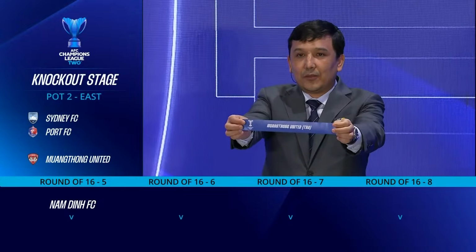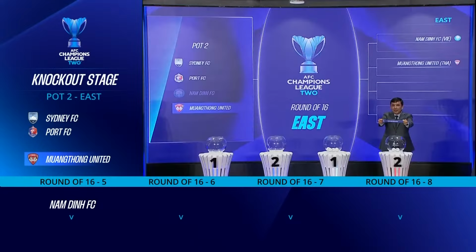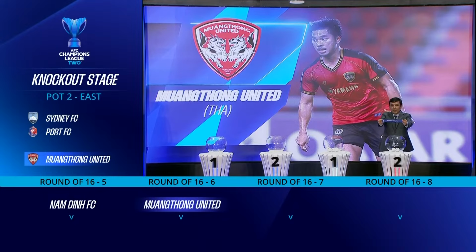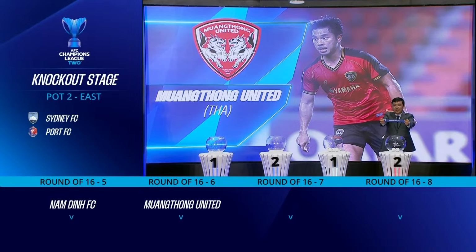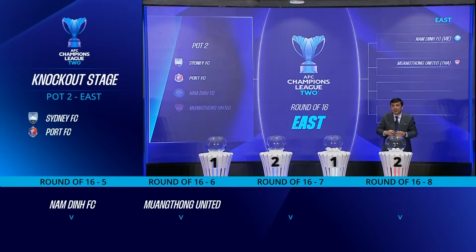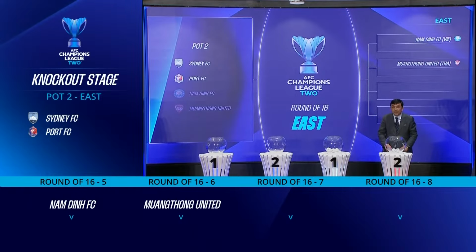Muangthong United from Thailand. One of 3 clubs participating in this knockout stage, runners-up from Group H. They were 5th position in 2023-24 Thai League 1. They are 4-time league winners in their history, and they were even AFC Cup semi-finalists in 2010. Muangthong United will go as Team A in the second pairing of the East round of 16 matches.